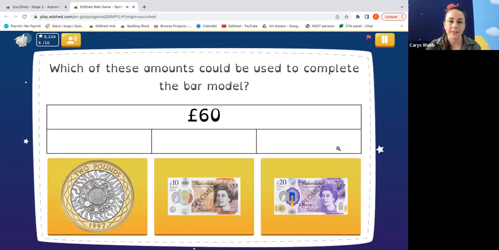And again, we've got some different bar models and things like that there. Which of these amounts could be used to complete the bar model? And you can also read. Select an answer below.